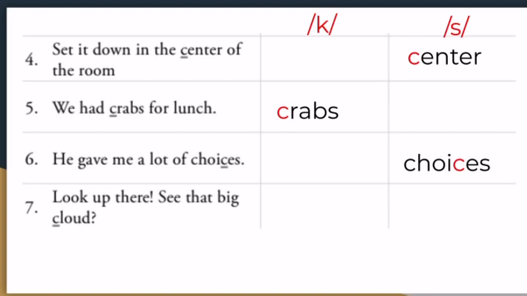Number 7, look up there. See that big cloud? What does cloud sound like, K or S? Good job, sounds like K. Pause your video here if you need time to write.